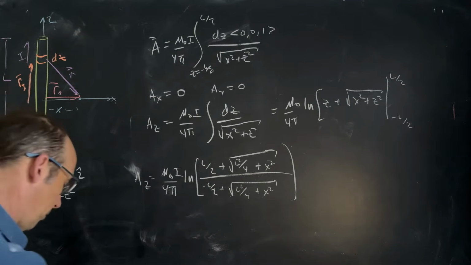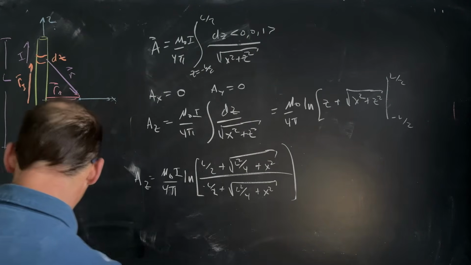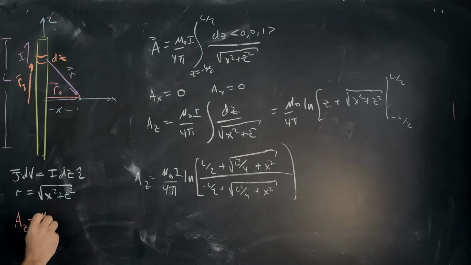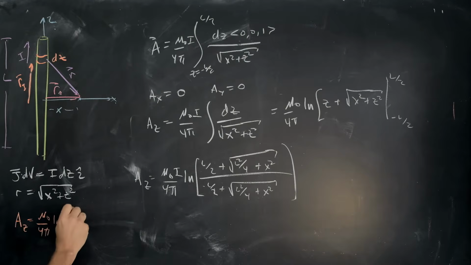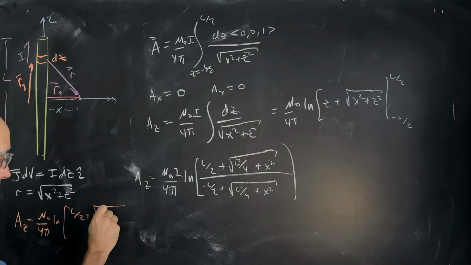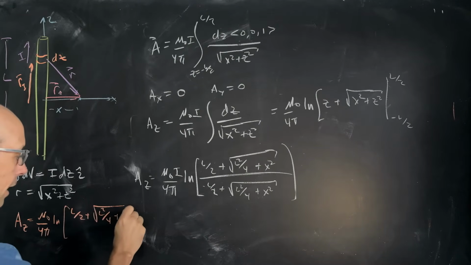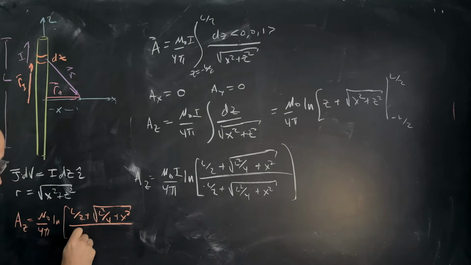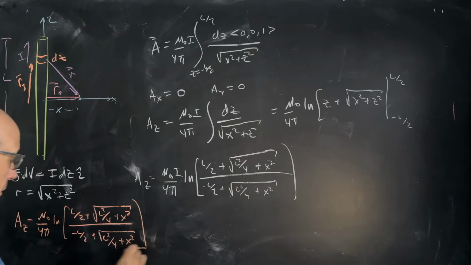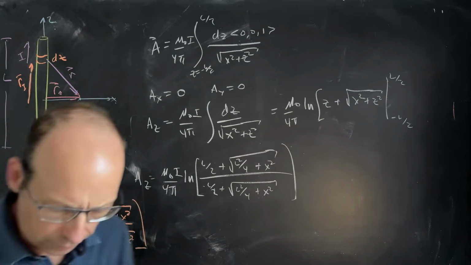Okay, so that's important. Let's actually write that in orange so I can use a different color. Az equals mu naught over 4 pi natural log of L over 2 plus the square root of L squared over 4 plus x squared, all of that over negative L over 2 plus the square root of L squared over 4 plus x squared. That is what I got before, right? Just double checking.